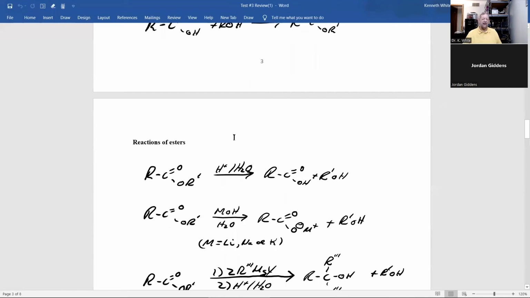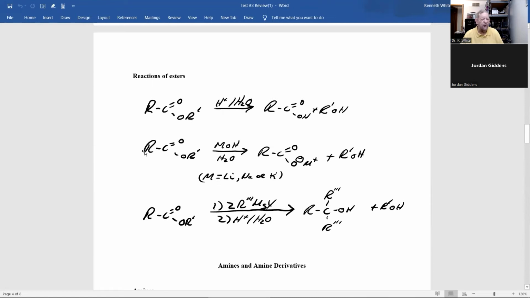Now, once you have an ester, if you add acid and water, you get back the carboxylic acid and the alcohol you would have used to make that ester. If you have an ester and you use base, where M is lithium, sodium, or potassium, you get back not the carboxylic acid you would have used to make that ester, but the carboxylate anion of that carboxylic acid. Why? Because in base, this carboxylic acid becomes this carboxylate anion, but you do get the alcohol you would have used to make that.